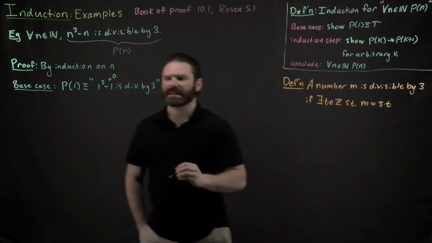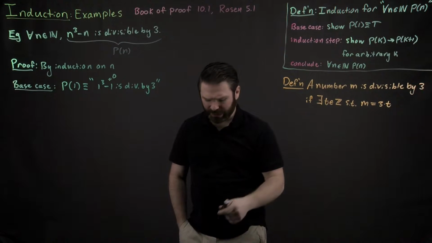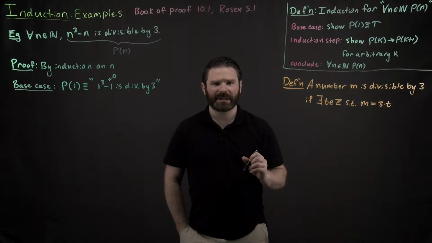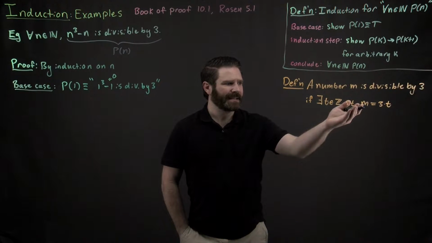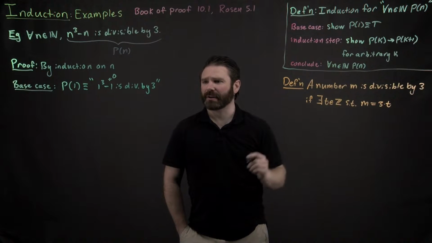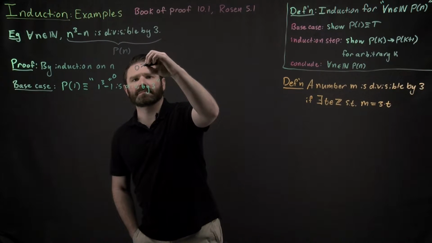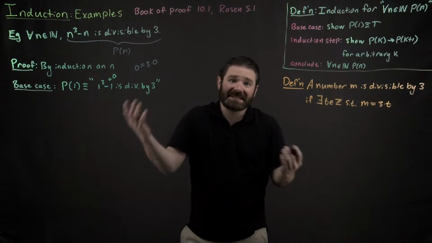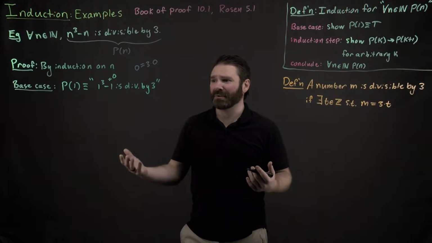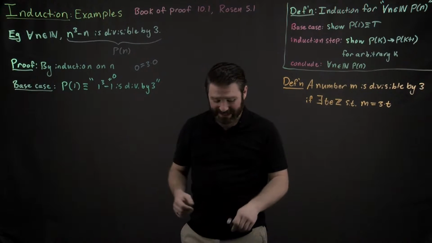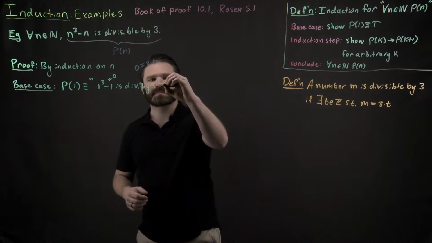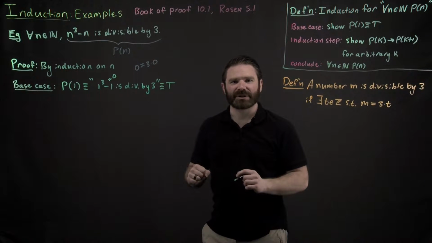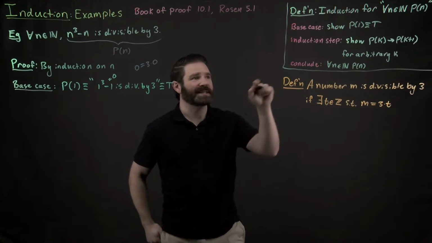Well, 1 cubed minus 1, that's simply 0, right? This thing is 0. Is 0 divisible by 3? Well, yeah, because by definition over here, all we need to do is to be able to write it as 3 times some other integer. And indeed, 0 equals 3 times 0 itself. So yes, 0 is divisible by 3, so this base case right here is true. So we've been able to establish our base case, and now we just have to move on to our induction step.